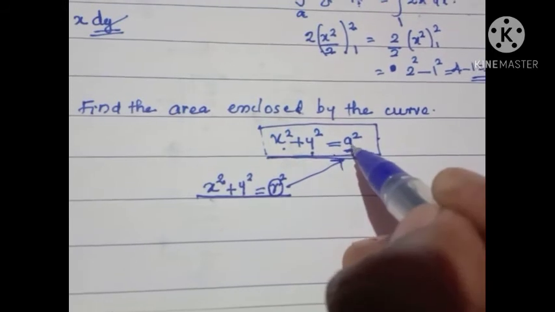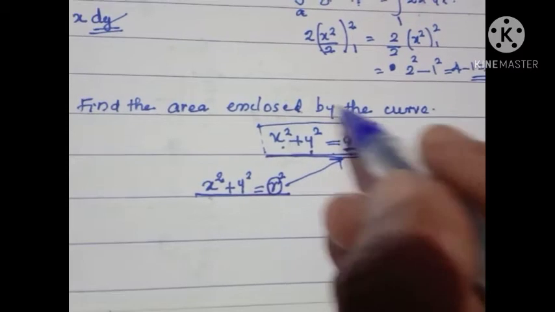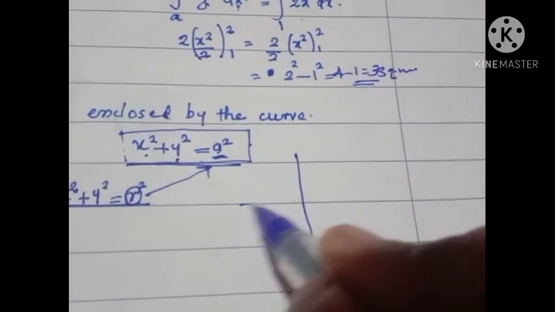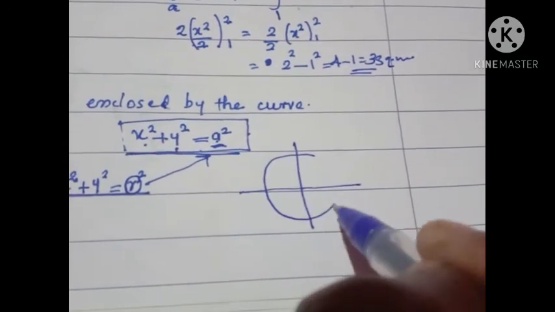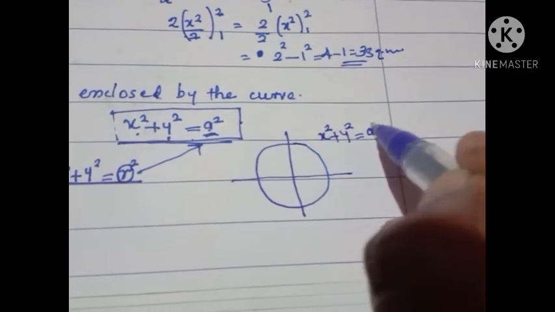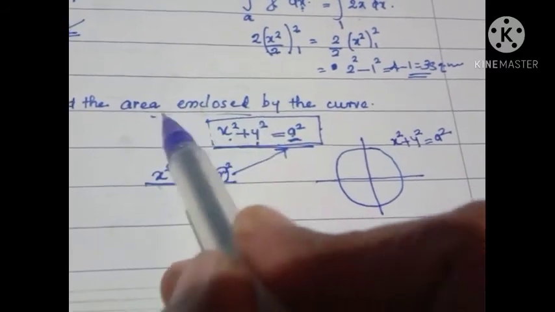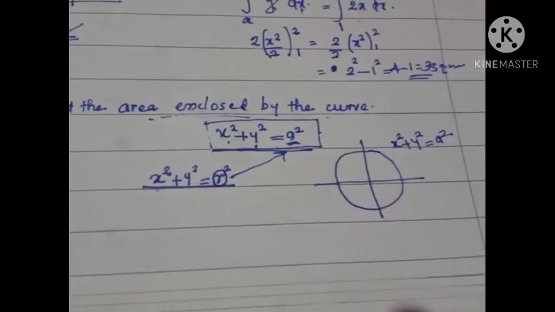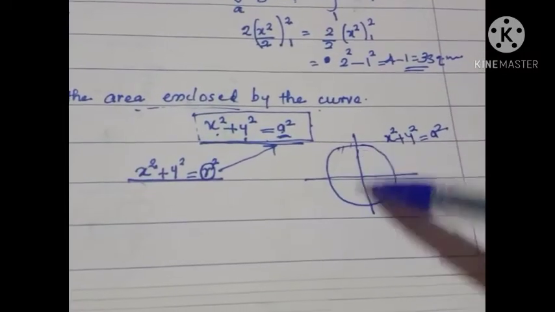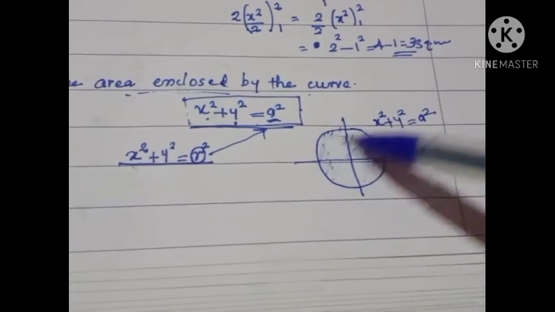So in this case there is only one change, radius is a. So this is the circle. So our curve is a circle. So draw a circle. This circle represents x square plus y square is equal to a square. Now we need to find the area enclosed by the curve. Area enclosed by means this region.